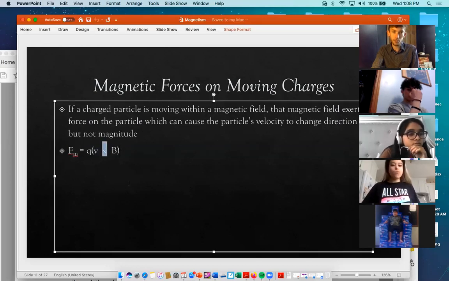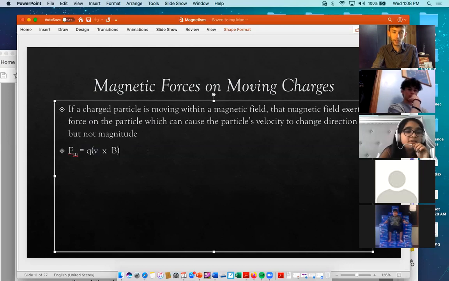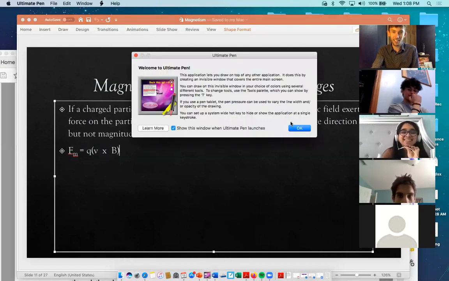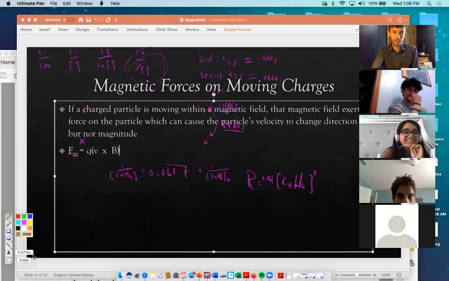Who can tell me what's special about that X symbol? It's a dot product. Cross product. Cross product, because it's really an X. Cross, yes.